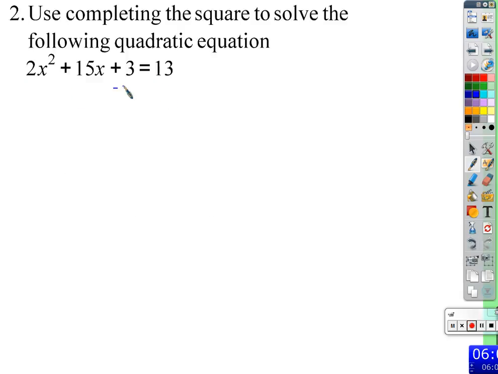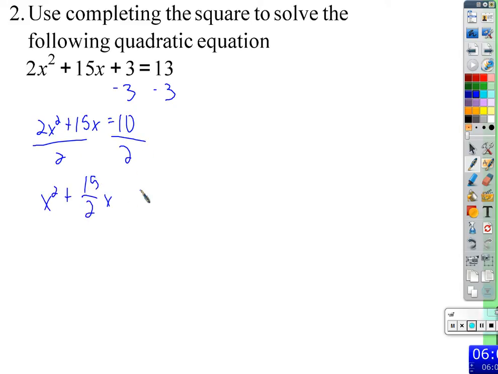Really quickly before that, I'm going to subtract 3 from both sides, because if I do that, I'll get an even number on the other side, so it'll be divisible by 2. Make it slightly easier. That equals 10. So then we'll divide everything by 2. We'll get x squared plus 15 halves x equals 5.